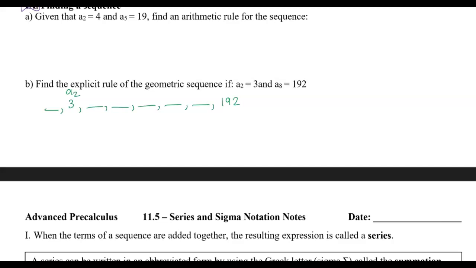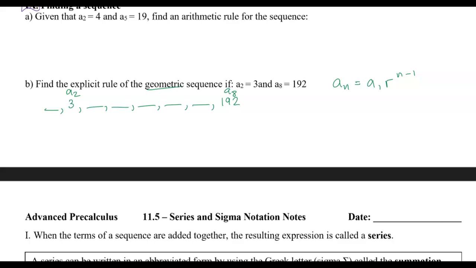So this is A sub 2, and this is A sub 8. Now it does tell us that this is a geometric sequence. So what we have to do first, we're going to have to solve for multiple variables, because when we're writing a geometric sequence, remember it's A sub 1 times r raised to n minus 1. So right now, we don't know what r is, and we don't know what A sub 1 is. We need to solve for both of those terms. So what I'm going to do first is solve for A sub 1, the first term, in terms of r.